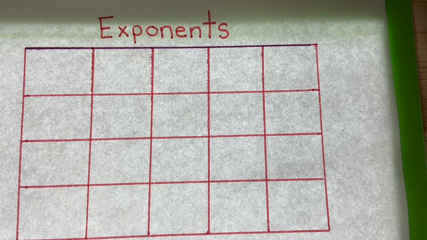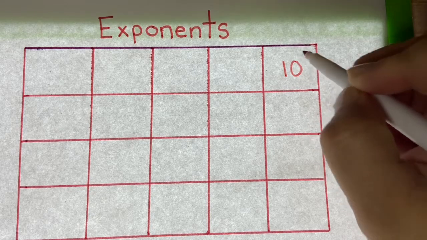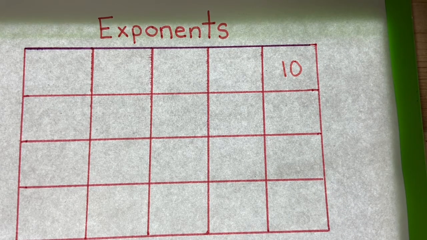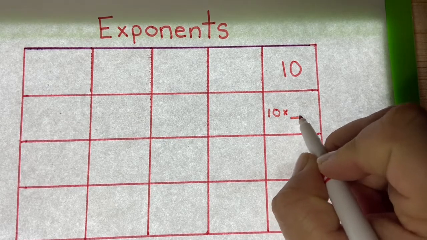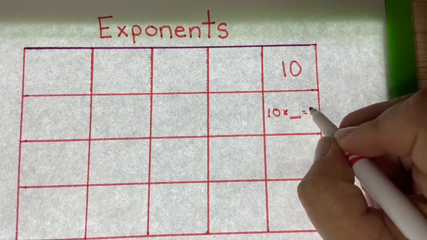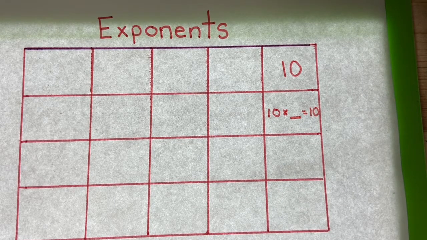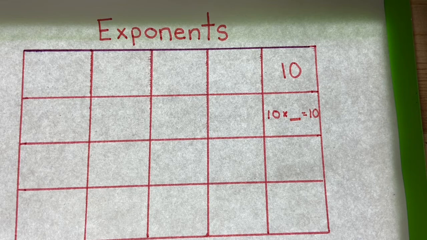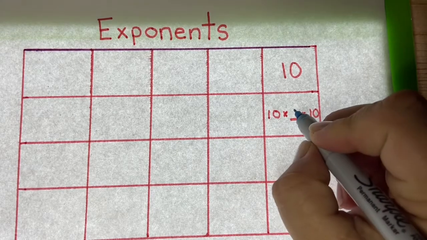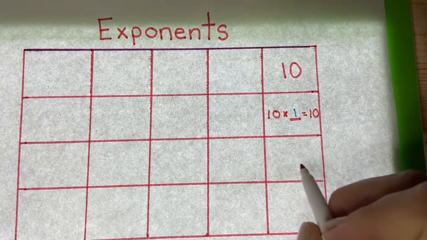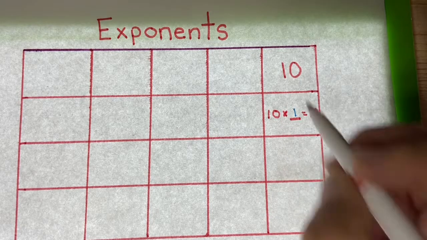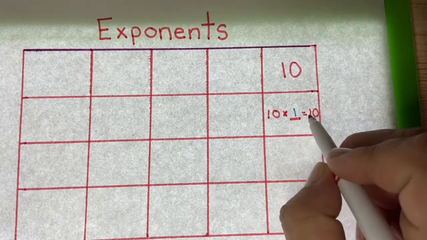So if I were to have a number like 10, right? Well, how did I get the 10? What's my multiplication sentence? What's my equation? My equation would be 10 times what equals 10. Well, I can tell you that 10 times 1 equals 10. So therefore, this is simply 10. 10 times 1 equals 10.